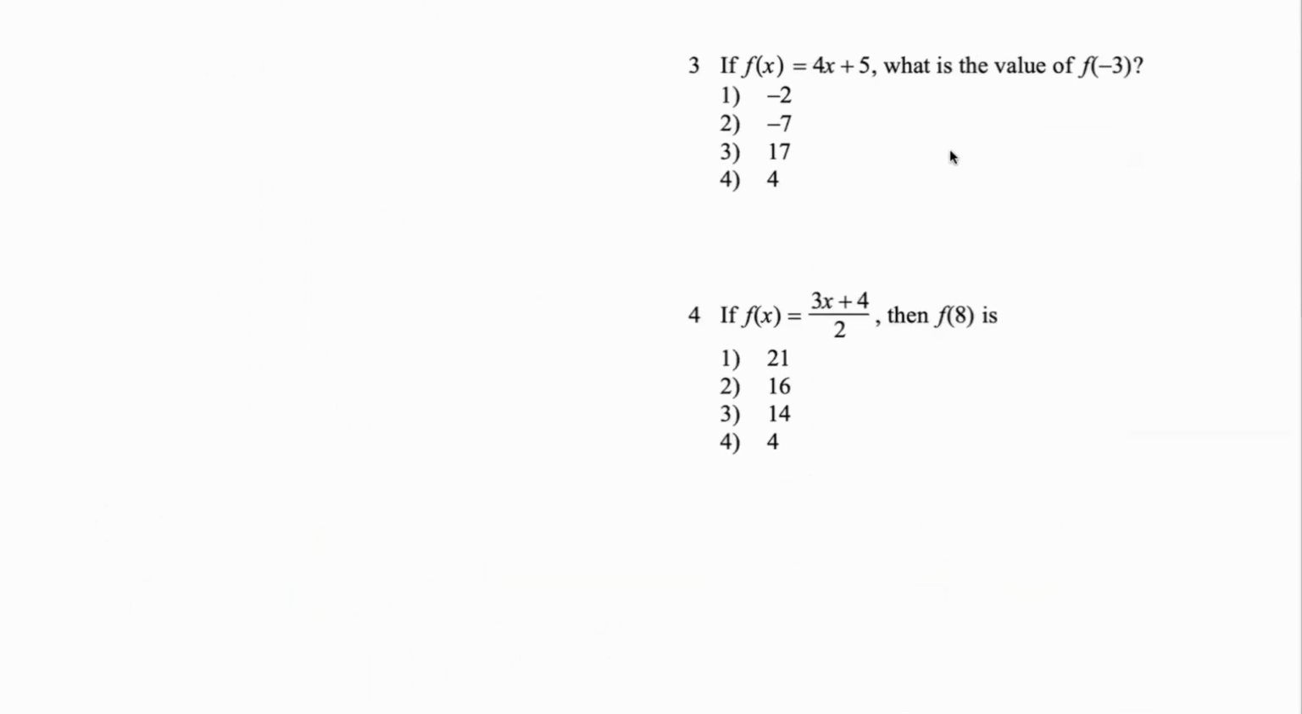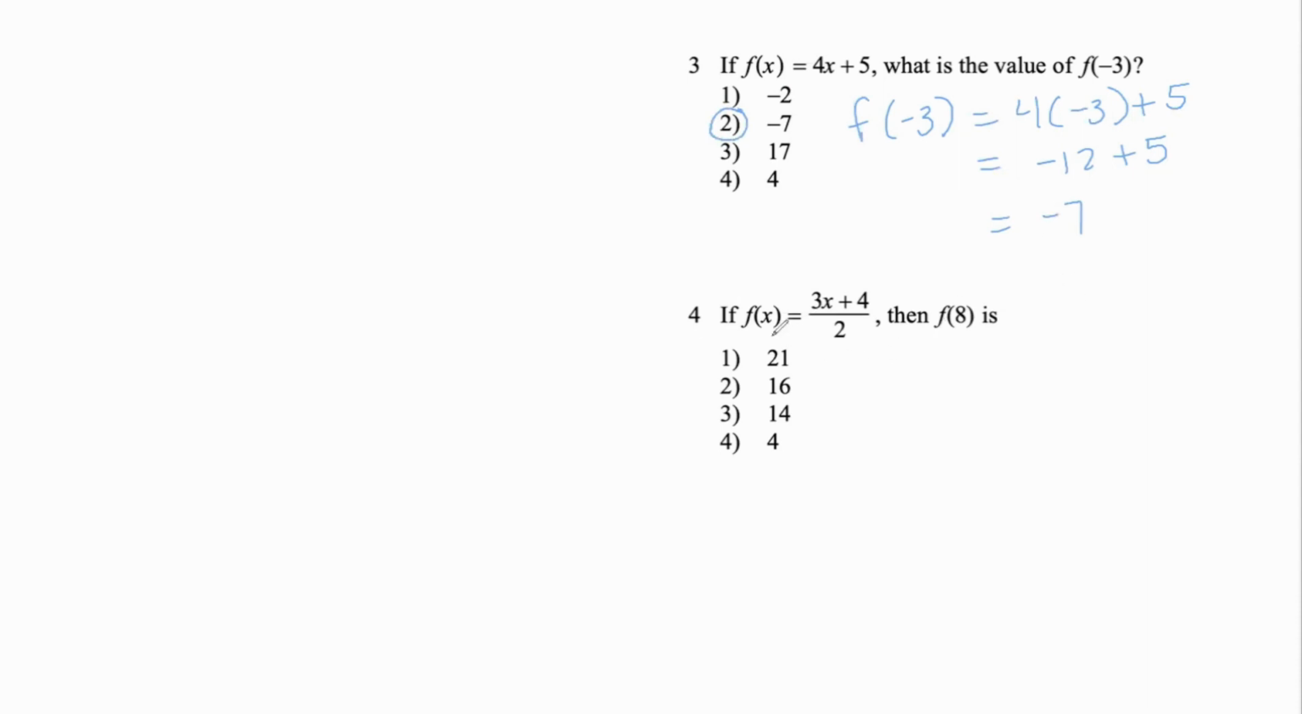For number 3, the problem states if f of x equals 4x plus 5, what is the value of f of -3? This is an example where we will replace x with -3, or in other words, substitute the value -3 into the function. So f of -3 equals 4 times -3 plus 5. 4 times -3 is -12. We will go ahead and add 5 to that. -12 plus 5 is -7. So answer choice 2 is the correct answer.